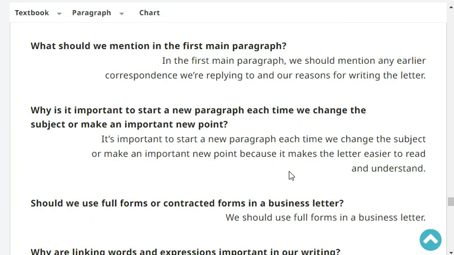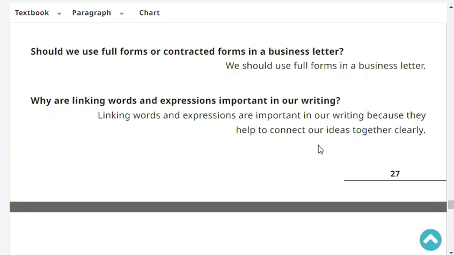Why is it important to start a new paragraph each time we change the subject or make an important new point? It's important to start a new paragraph each time we change the subject or make an important new point because it makes the letter easier to read and understand. Very good.